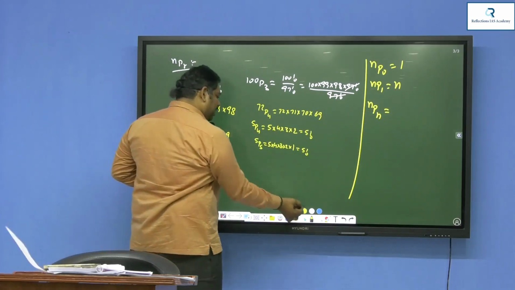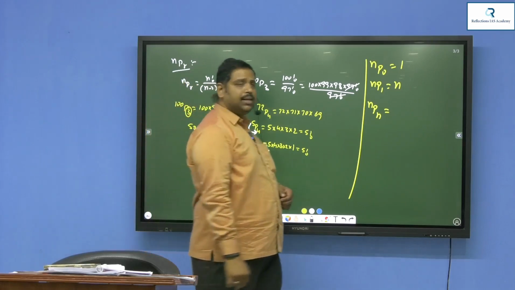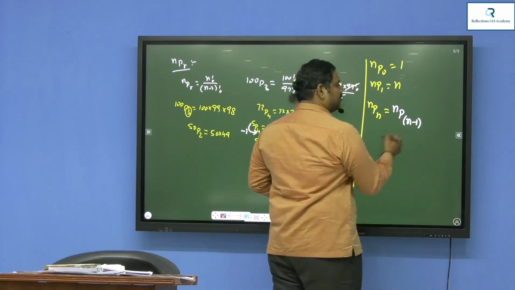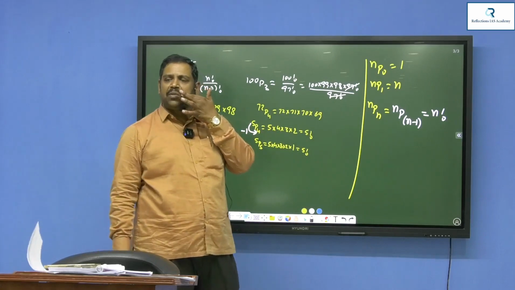5P5 only or 5P4 also? They differ by 1, right or wrong? So I can write NPN or NP(N minus 1) is equal to N factorial.